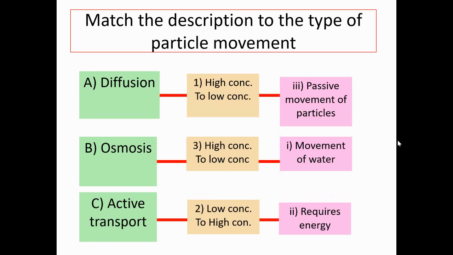Okay, welcome back. Hopefully you'll see an answer like this. Diffusion is the movement from a high concentration to an area of low concentration, and it's passive movement of particles. Osmosis is the movement from a high concentration to a low concentration of water. Water moves. Active transport is the movement from a low concentration to a high concentration. This requires energy.